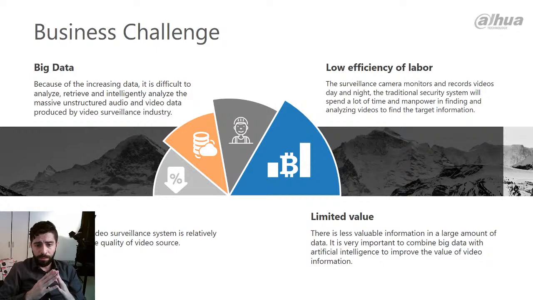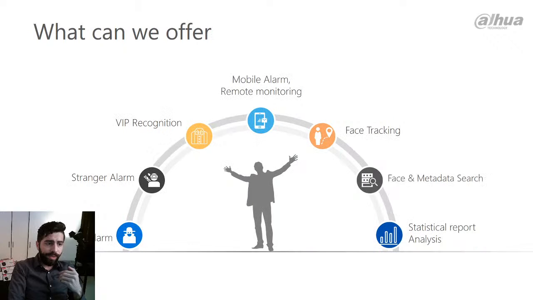It's very important to combine big data with artificial intelligence to improve the value of video information. So here we're combining the new technology with the old technology and the big data we have, and we get an easier technology to search, and it is cost effective. We have high efficiency for the labor, and we have high accuracy. So we can offer you blacklist alarm, stranger alarm, VIP recognition, mobile alarm, remote monitoring, face tracking, face and metadata search, and statistical report analysis.